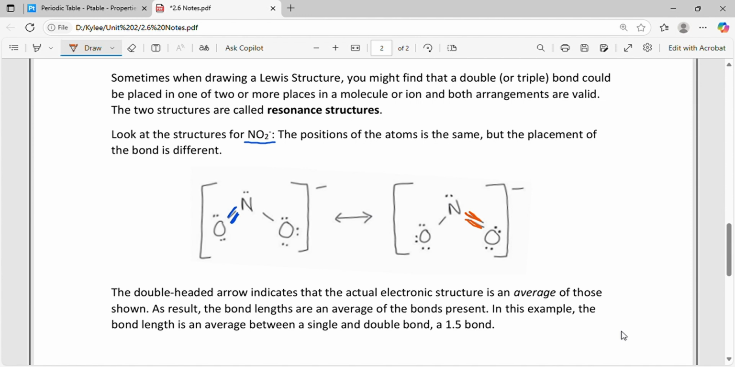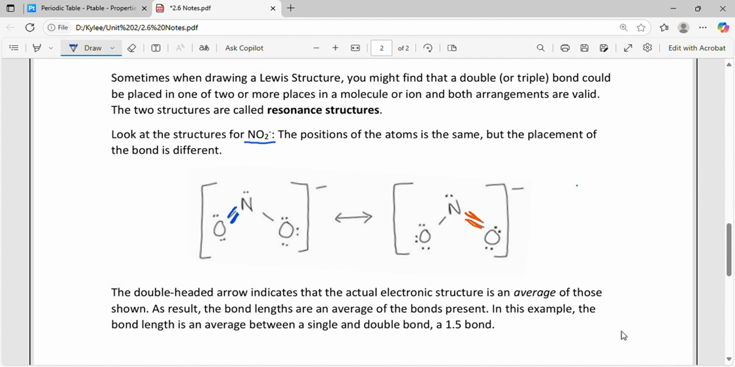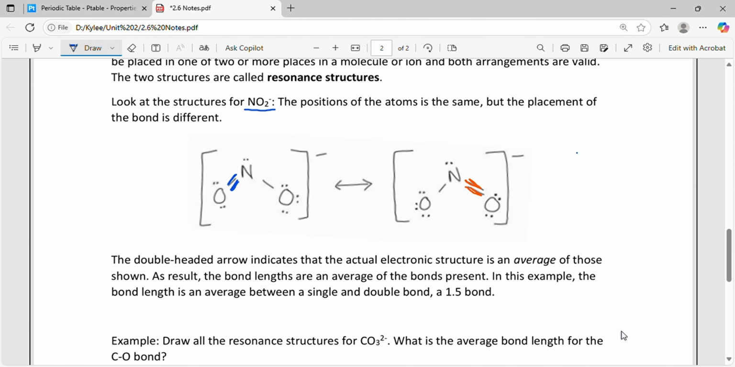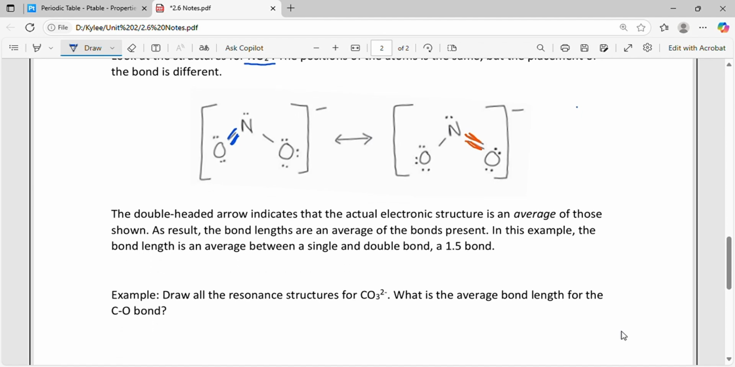And just that switching of the double bond from one side to the other side creates what we call resonance structures. And so again, these are very similar to each other. The only thing that is different here is that we've changed the location of the double bond. On one, it's on the left, and on the other, it's on the right. Now, in real life, neither one of these molecules actually exists. And that's where this idea of resonance happens.